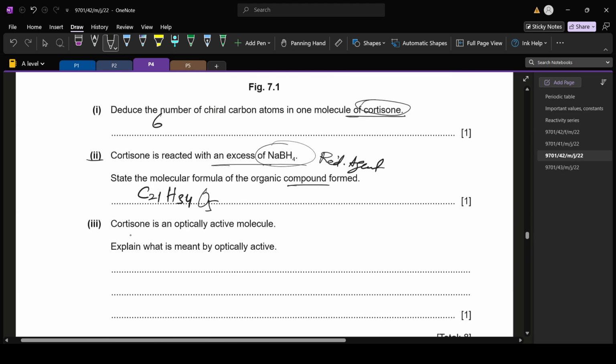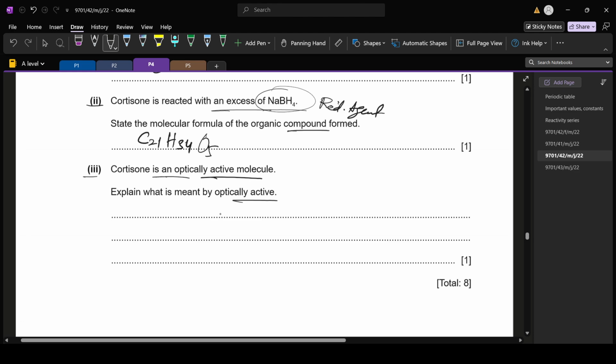Okay. Now part 3, cortisone is an optically active molecule. So what is meant by optically active? Optically active means it has a chiral carbon, and it is a substance that is able to rotate the plane of polarized light in opposite directions. So it shows optical isomerism.